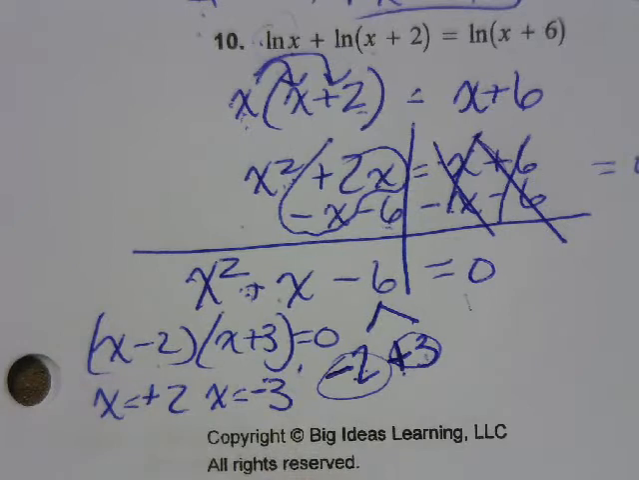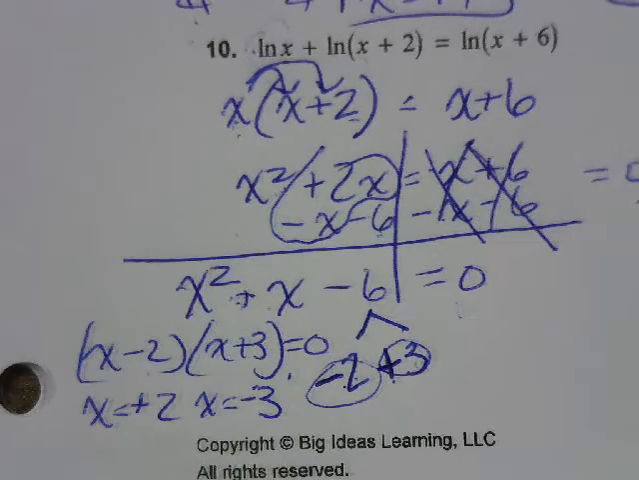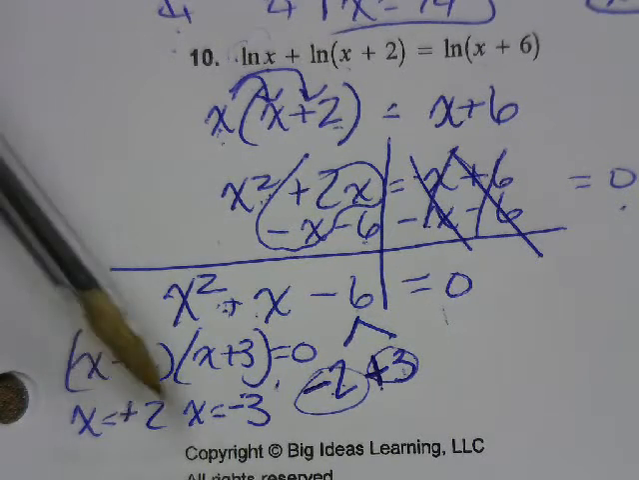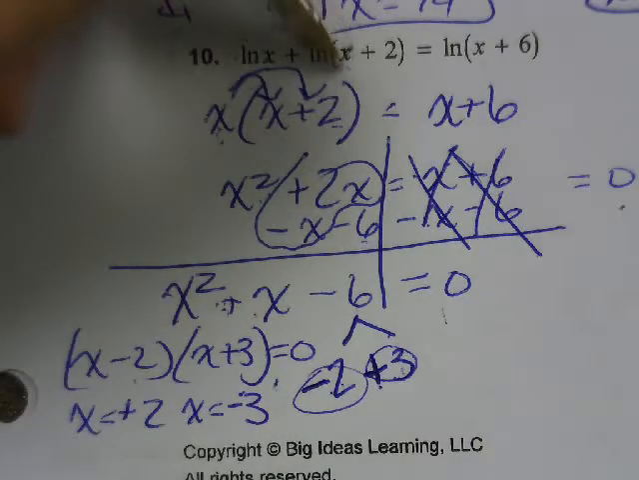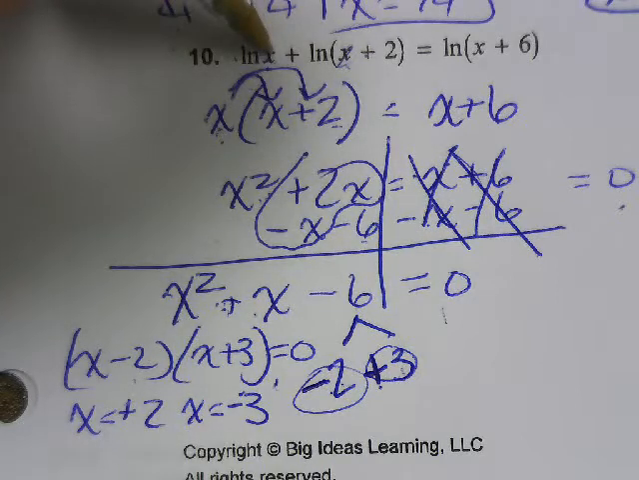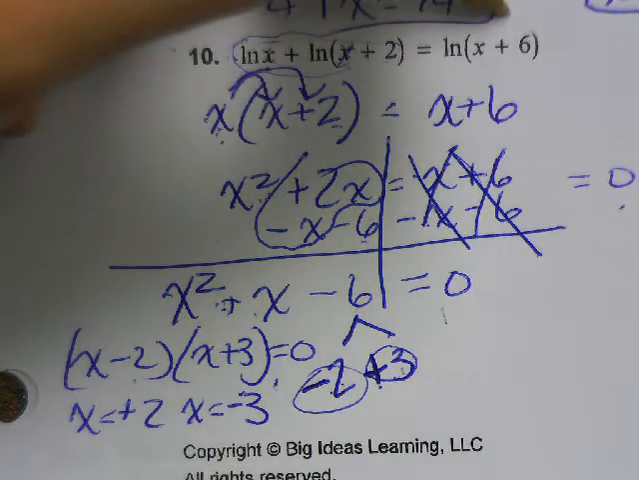Alright, so now we're ready to substitute in. Positive 2, when it goes into here, if you put in a positive 2, you get 2 over here, and then 2 plus 2 is 4. So 4 times 2 is 8. So this whole side equals 8 when x is 2. Over here, you get ln of x, x is 2, 2 plus 6 is 8. So this says ln of 8, and this says ln of 8.